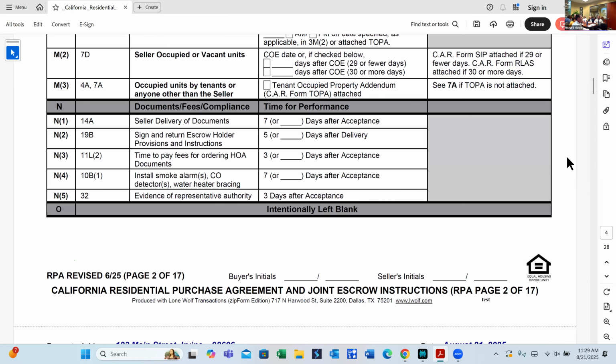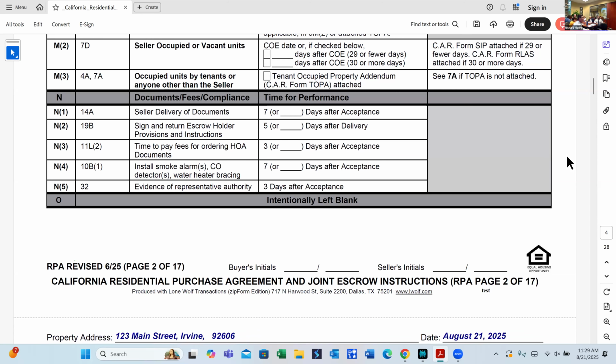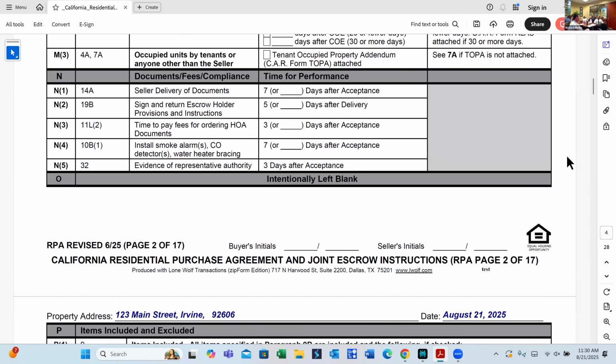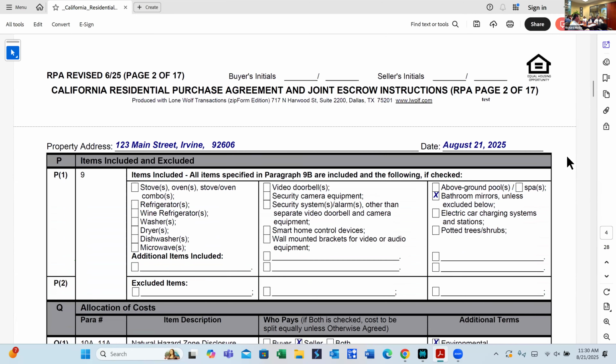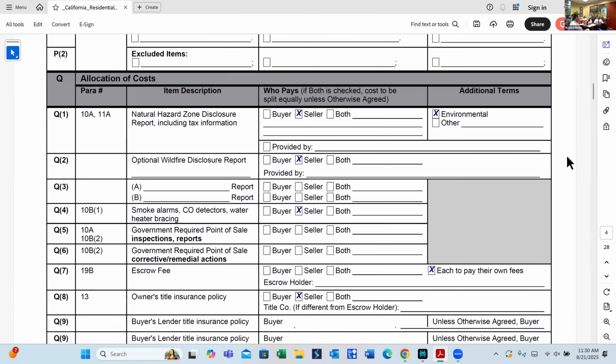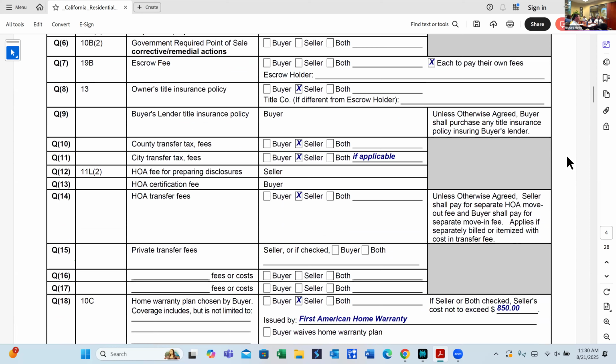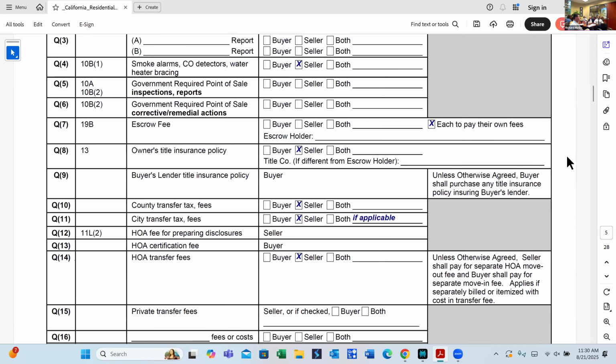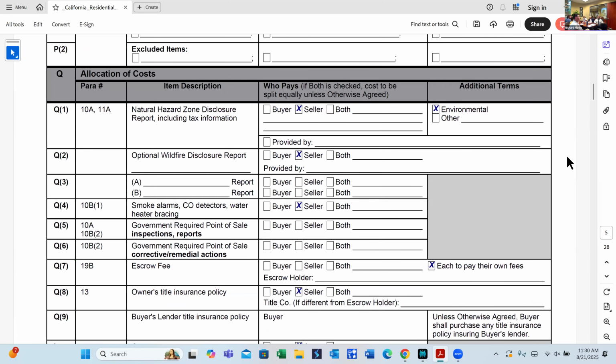And then evidence of representative authority. So let's assume the offer is coming from a trust or it's coming from an LLC. 3 days after acceptance, the buyer has an obligation to provide the documentation indicating that whoever signed on behalf of that entity has the authority to act on behalf of that entity. Sorry for talking so long, guys, but there's just a lot here. I'm going to just go through as quickly as I can here.